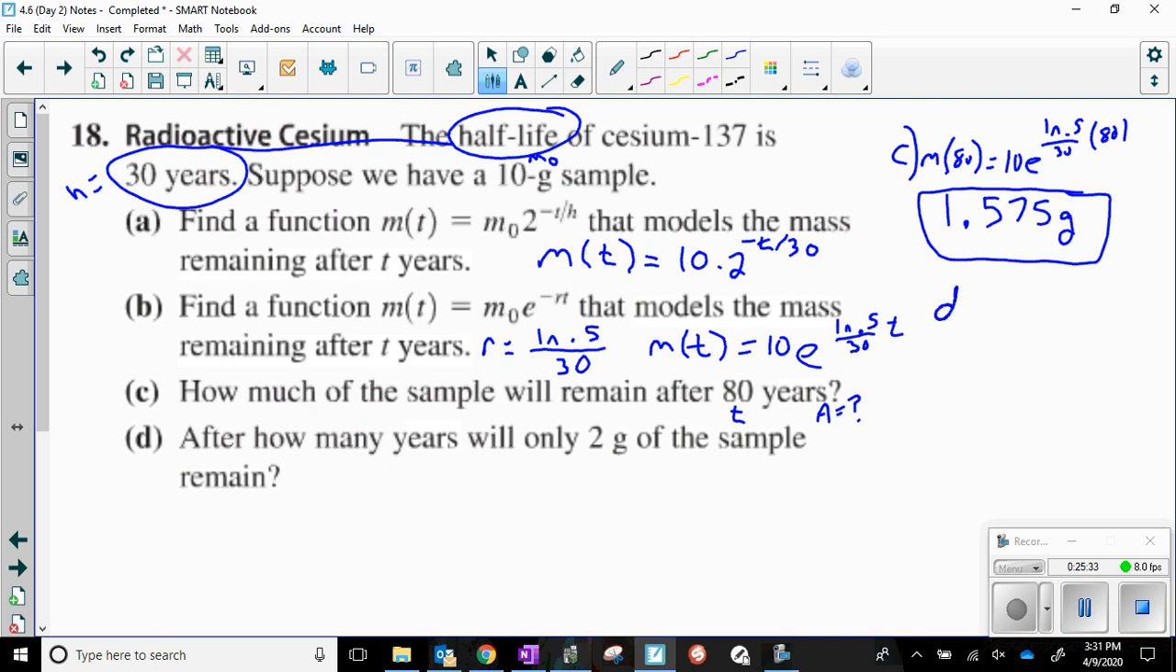Okay, the last part of this problem, part D, says how many years will only 2 grams of the sample be left? So I'm going to use the same concept. I'm going to use my PERT formula. And then I would divide by 10, then I would change it to a natural log and then divide by the ratio, or the rate. So you can work it out. So 2 divided by 10 is 0.2. Or you could think, hey, there's only 20% remaining.